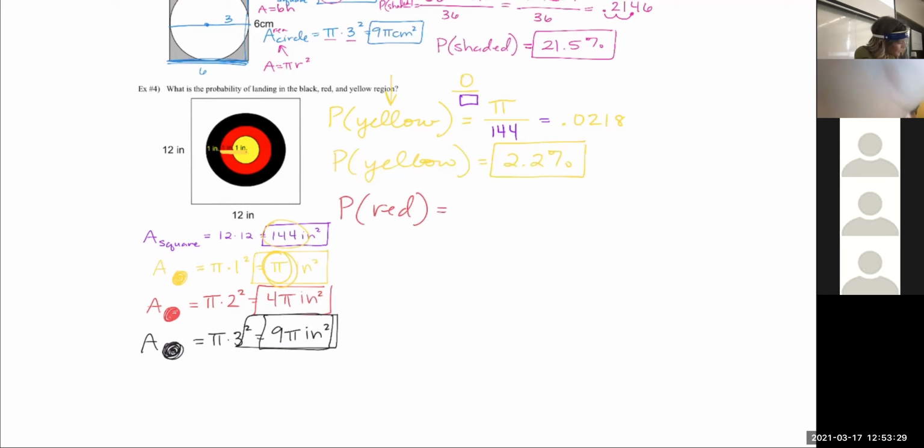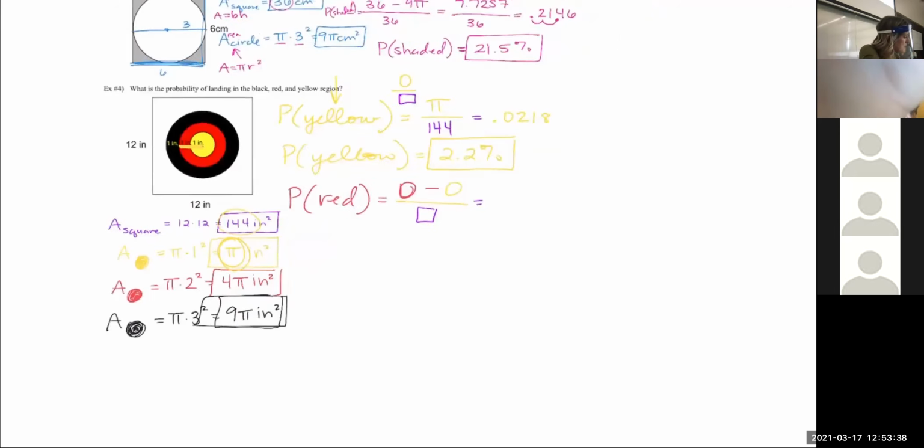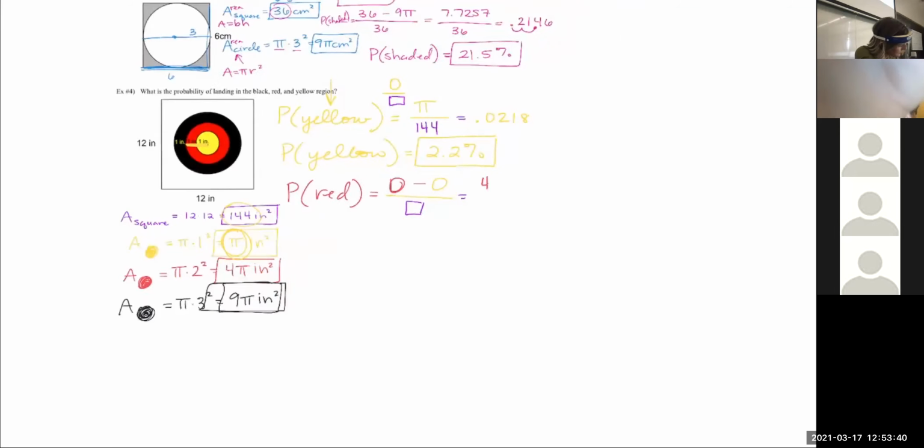Okay, so we're going to go red minus yellow over the square, right? So it's going to be 4 pi minus pi over the square, which is 144. And then you just simplify that. 4 pi minus pi is what? 3 pi. So we're going to say 3 pi divided by 144.